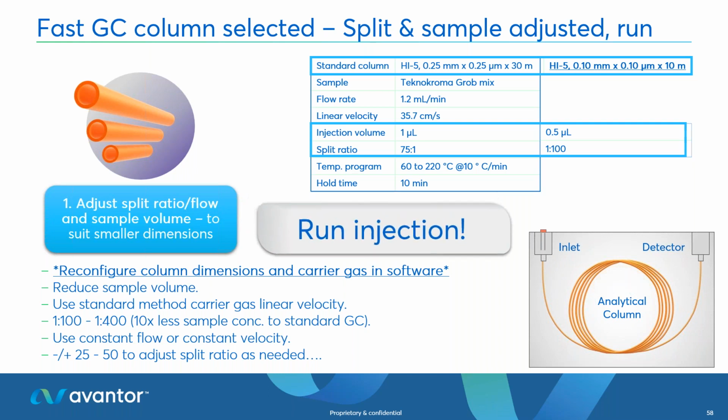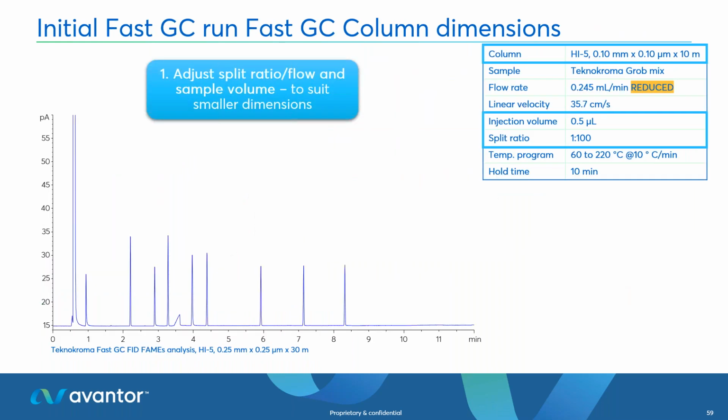So we run the injection. And then you can see the response has dropped, but that's normal because we're introducing less sample. And we can see the flow rate's already adjusted from 1.2, I think it was, down to 0.245, even though we've kept that linear velocity the same. But the software has calculated that it needs a lower flow rate to accommodate for these lower, smaller dimensions. So let's see if we can improve it.